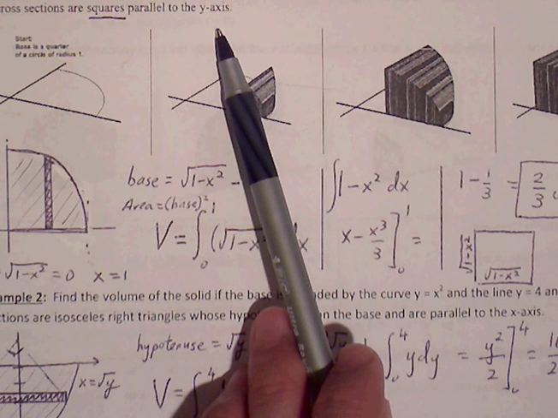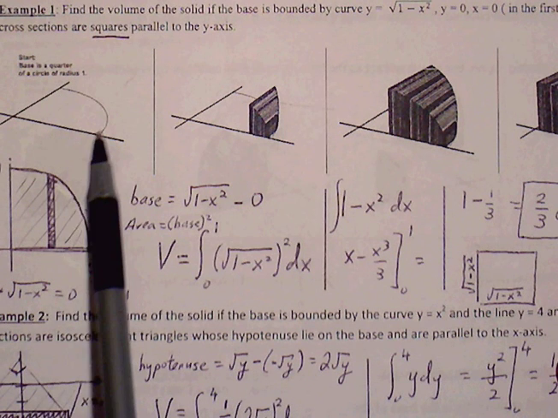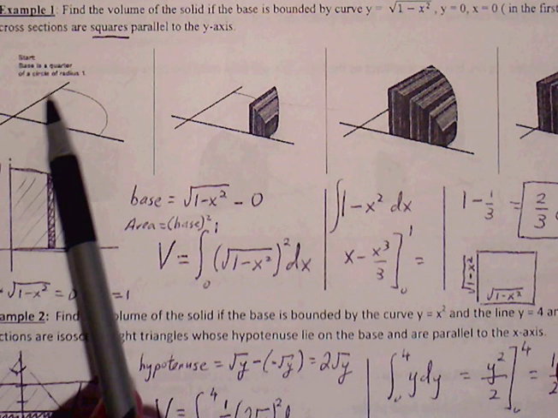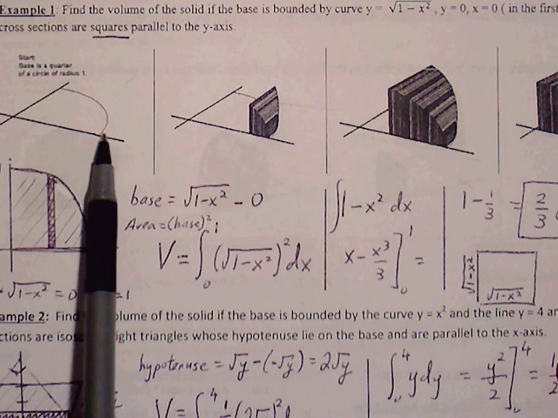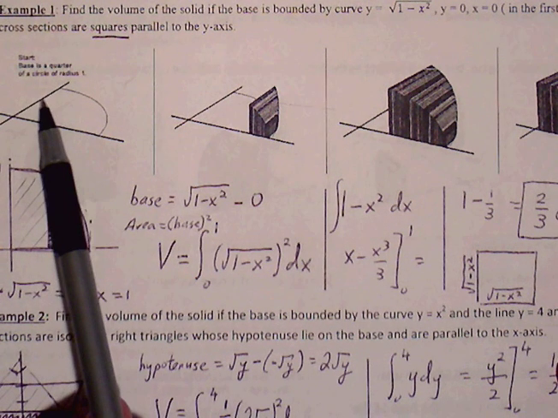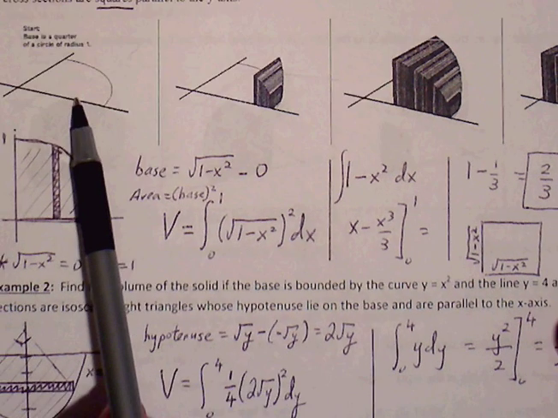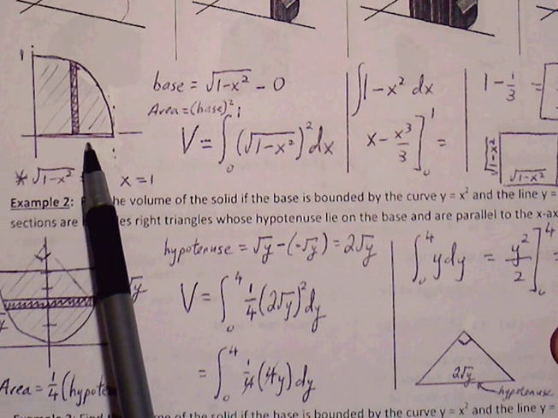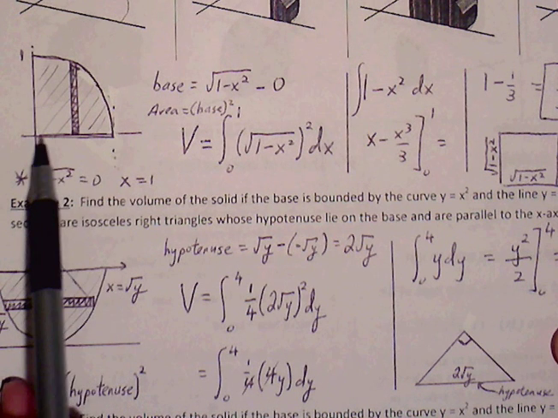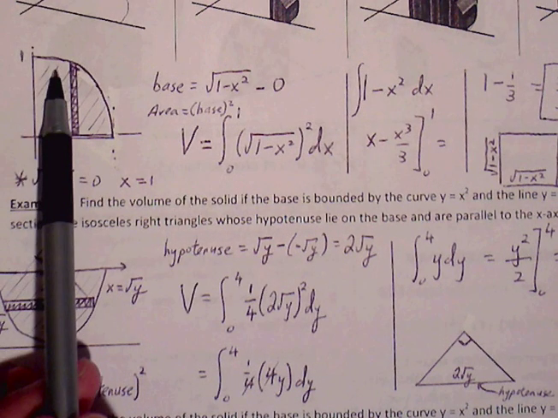So first we need to identify where the shaded region is. Here is the square root of 1 minus x squared. Here's the y-axis, being x equals 0. Here's the x-axis at y equals 0. So we're going to be building squares on top of this base. Now I'm going to draw this shape in a more conventional way. So I have my quarter circle here in the first quadrant, with the y-axis and the x-axis. So here's the shaded region.